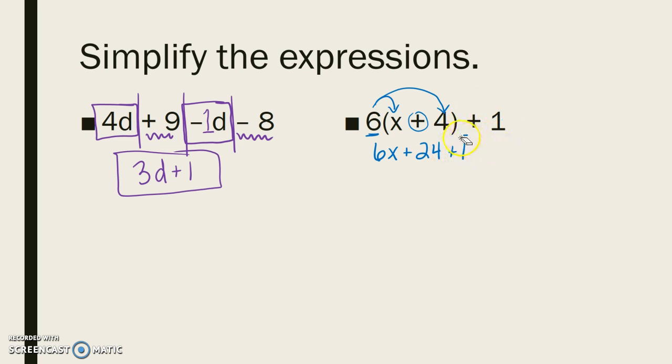Now, since we have that simplified a little bit, we need to see if we can combine any like terms. So I'm going to put a box around my 6x. There aren't any other x's that I can combine. So I'm going to put a little squiggle under 24. And I also have another constant. So I'm going to put a squiggle under that. So that means I can only combine my constants. And they're both plus signs, so we're going to add them. So we get 6x plus 25.